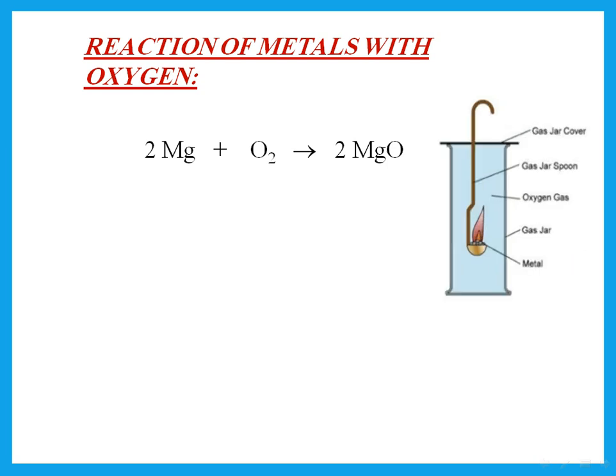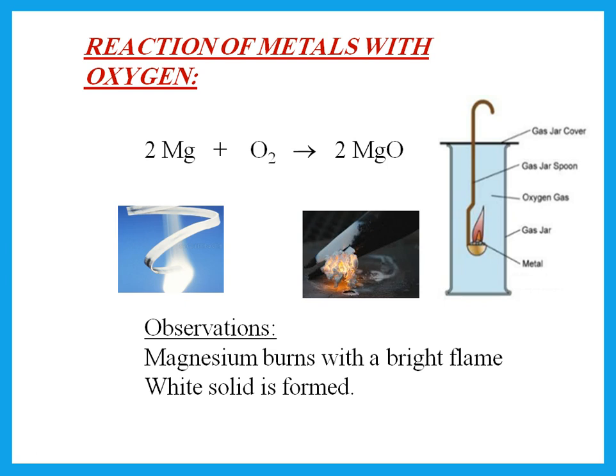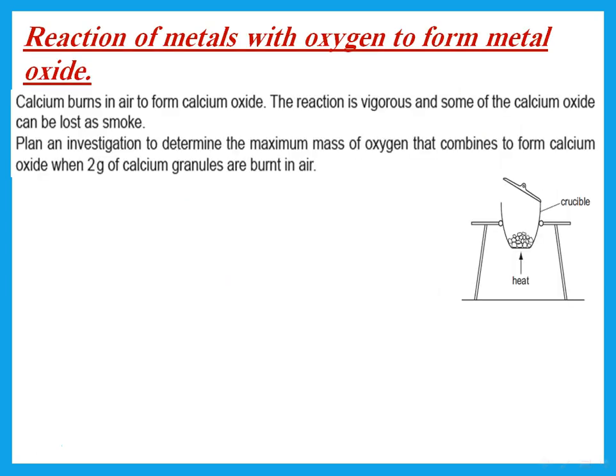The next thing we need to know is reaction of metals. So you should know that all metals react with oxygen. So when you burn, for example, magnesium, magnesium burns with a bright flame. When it burns in oxygen, it forms magnesium oxide, and magnesium oxide is a white solid. So if the question says observations when you burn magnesium in air, the magnesium burns with a bright flame and a white solid is formed, or we refer to it as white ash.